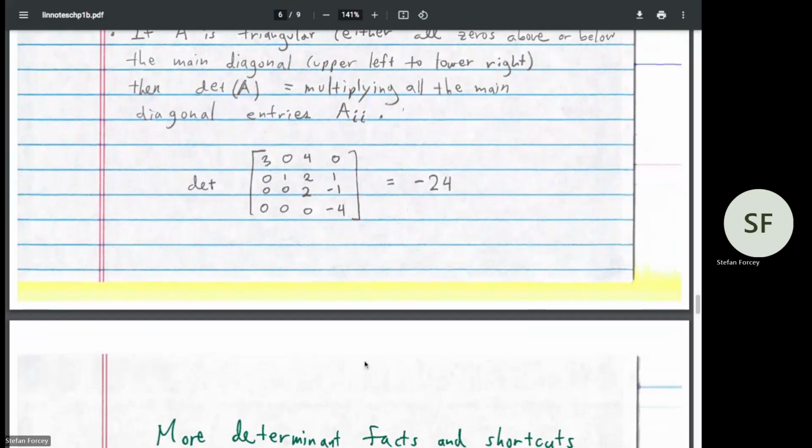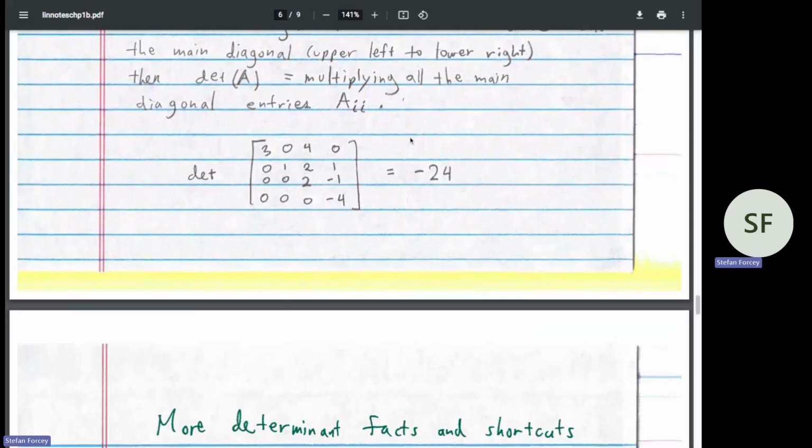Next, more determinant facts and shortcuts.